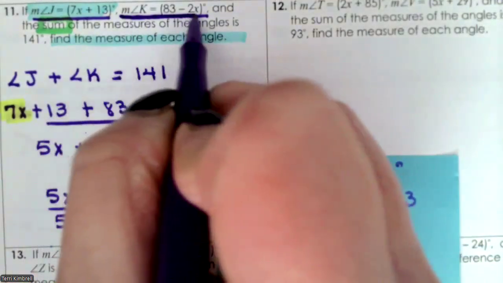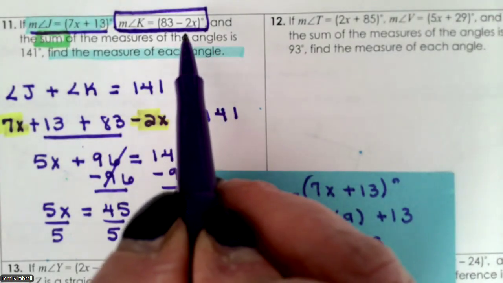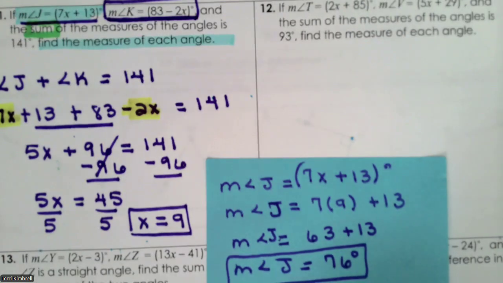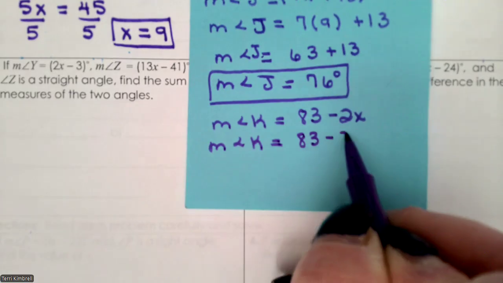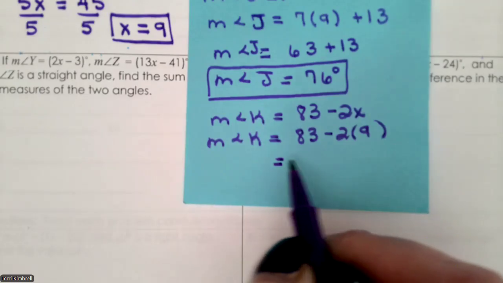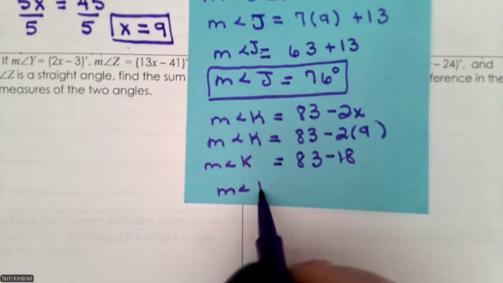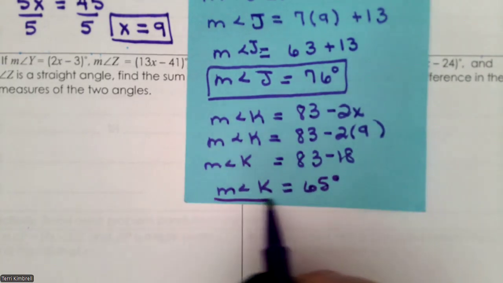Now I need to figure out angle K. So notice it tells me that information. I know x, so I'm going to substitute. So the measure of angle K is going to be 83 minus 2x. So we found that x was 9. So that's going to be 83 minus 18. So therefore, when I do 83 minus 18, I get K to be 65 degrees.